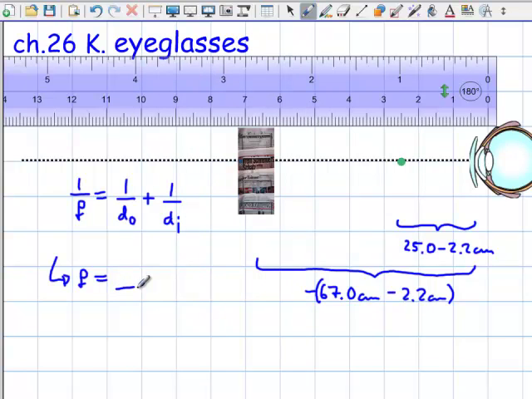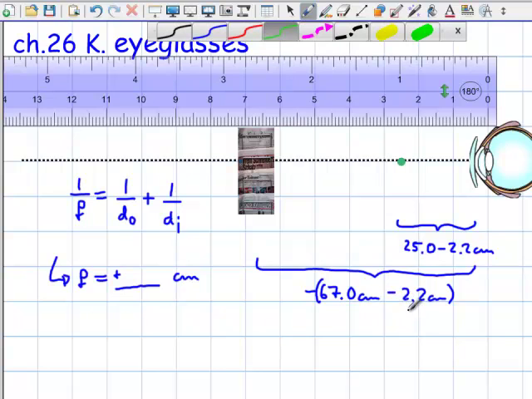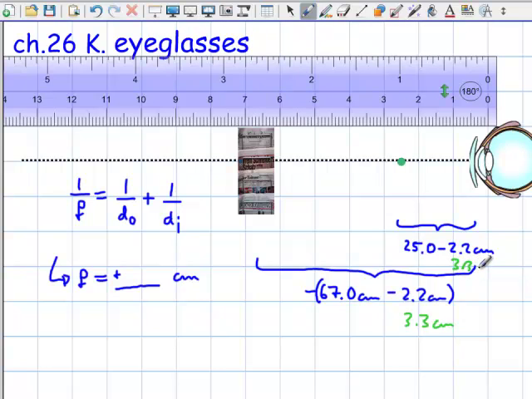So this one is going to be in centimeters. Comes out with a positive focal length because it's a convex lens for reading glasses. And then, yeah, do it again for 3.3 centimeters here and here, and come up with a slightly different focal length depending on where the eyeglasses are sitting on somebody's nose.